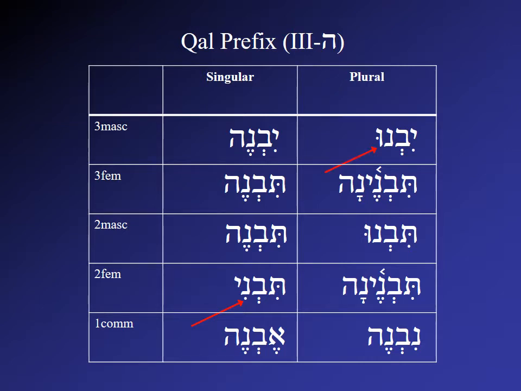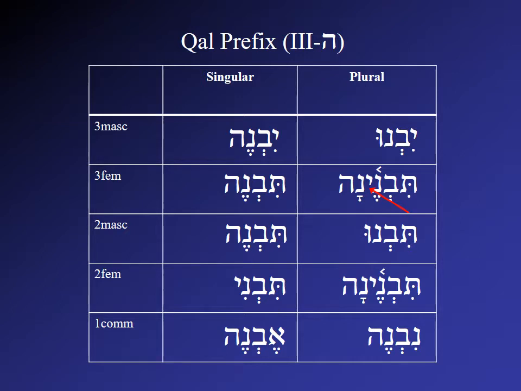Same thing happens in the third masculine plural, yivnu. Our third root radical has disappeared, yivnu, as well as second masculine plural, tivnu. Now then the third and second feminine plural forms, what's happened is our hey has become a yod.